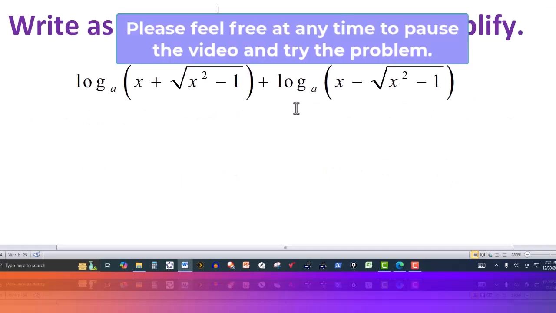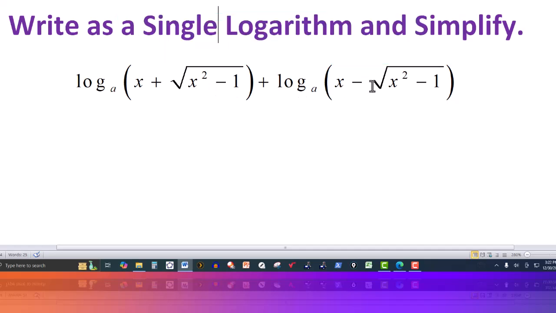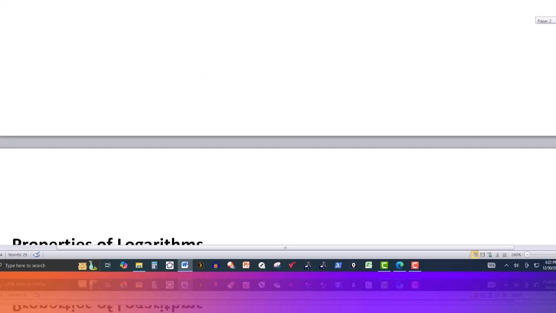In this video, we want to express this logarithmic expression as a single log. We have two logs: the log of x plus radical x squared minus 1, and the log of x minus radical x squared minus 1. So we're going to be using some basic algebra and a couple of properties of logs. Let's go through this real quickly here.